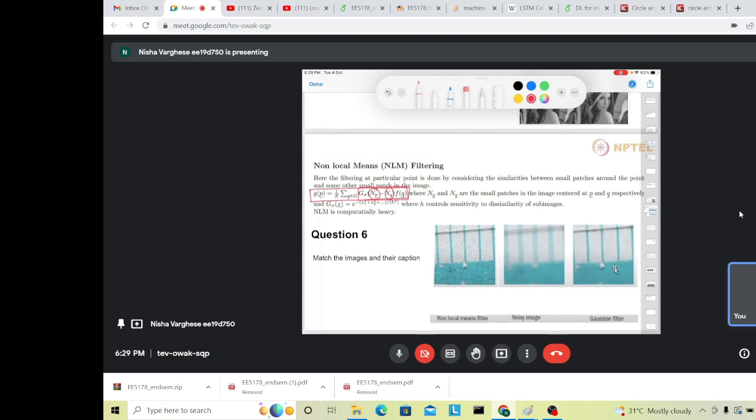Here you can match the images and their captions. Noisy image is this one. Then Gaussian filter is a simple filter, right? It is not a complex filter. It will reduce the noise, because noise is here, but it is reduced here. But at the same time it introduces blur at the edges. So we can say that it is the Gaussian filter output. But in the case of non-local means filter, it will compare other patches, and if they are similar, then that will be used for the weighting function. So this is the non-local means filter output.